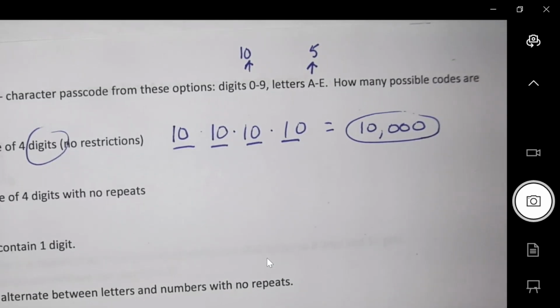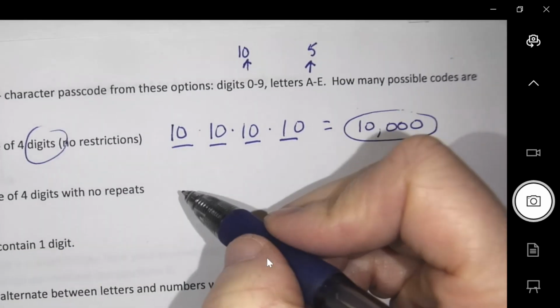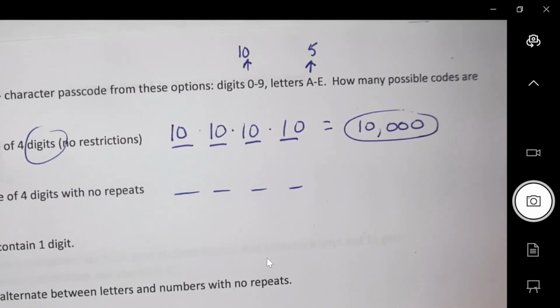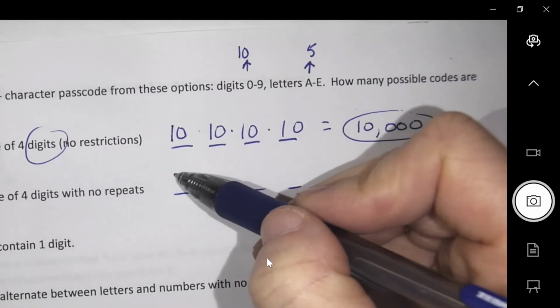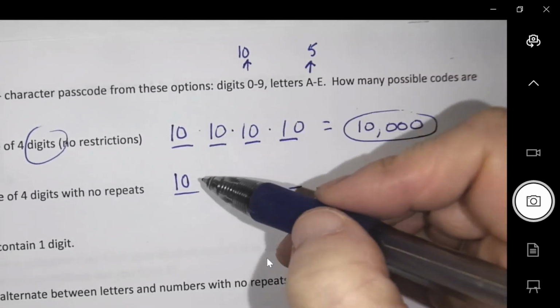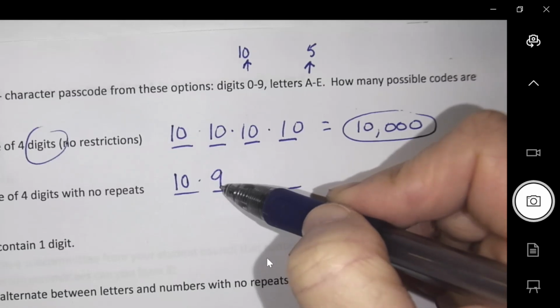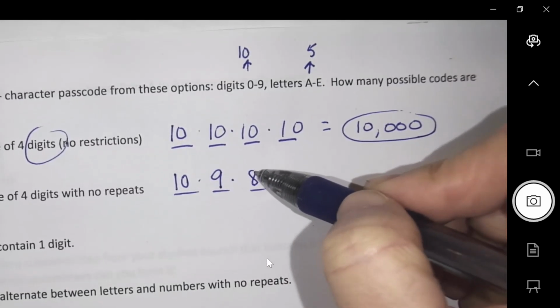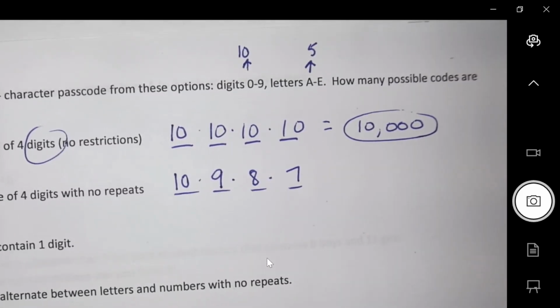Okay. A code is made up of 4 digits, again, but you can't repeat. So they all have to be digits. So the first blank, I would have 10 choices. And then now I only have 9 options, 8 and 7.